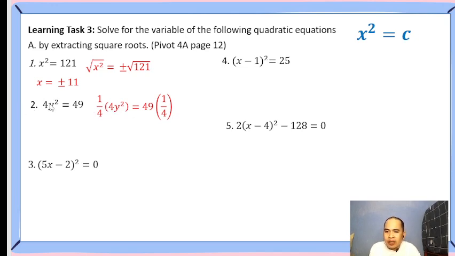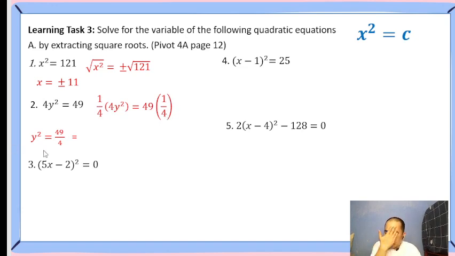Anong reciprocal ng 4? So, 1/4. So, multiply natin sa 1/4. So, magiging both side po yan. So, magiging y squared equals 49 over 4. Kasi 1 times 4, 4 divided by 4 magiging 1. Then 49 times 1 is 49 divided by 4.